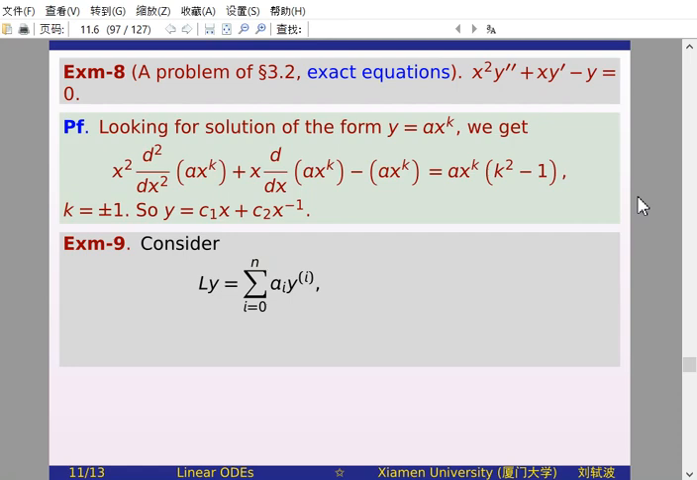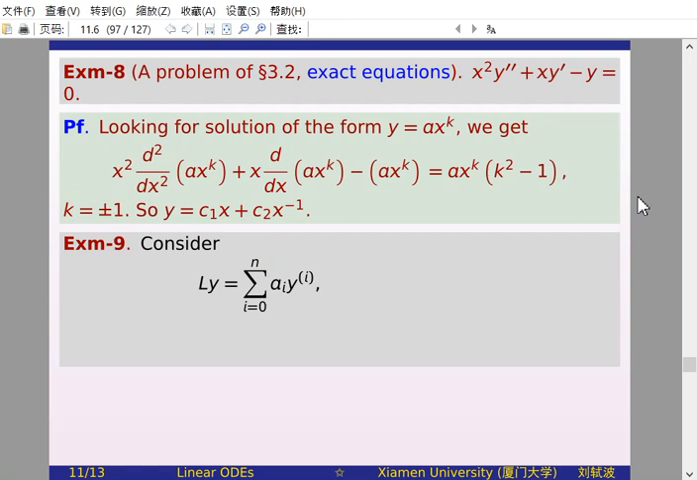Next example: this is a theoretical result that we mentioned in our lecture and also in the textbook, but we have not proved this result. Since this is quite important, we need to have a look at it. Actually, this example is a problem in section 2 of chapter 4.